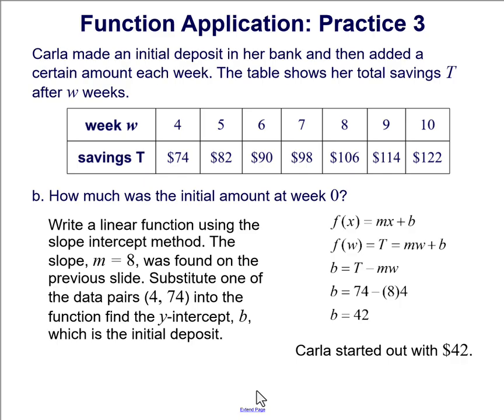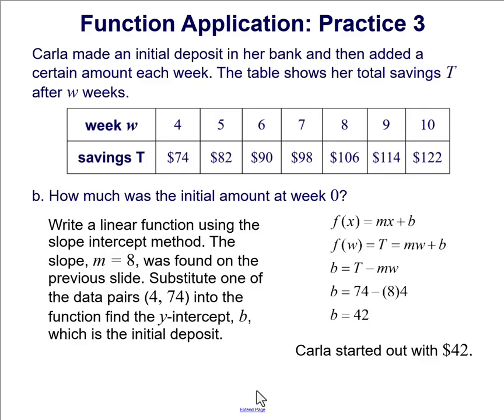For the second question, where we want to find the initial amount at week 0, we write a linear function using the slope-intercept method. The slope, m equals 8, was found on the previous slide. Substitute one of the data pairs, 4 and 74, into the function. Find the y-intercept, b, which is the initial deposit.